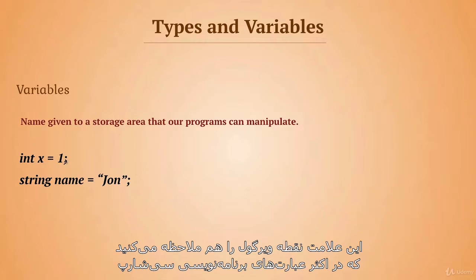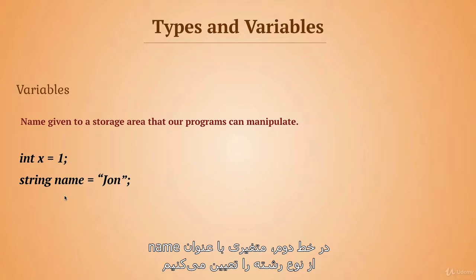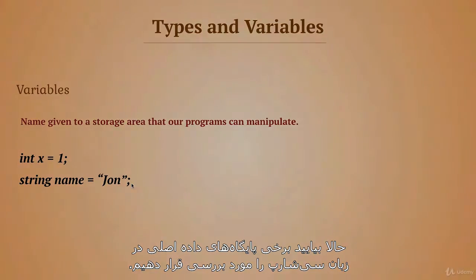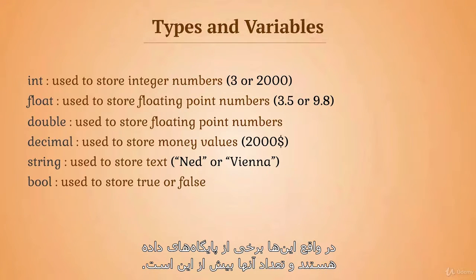And the semicolon here: most of the statements in C# programming end with this character, the semicolon. In the second line, we defined a variable called name of type string and set the name to John, also ending with a semicolon. Now, let's see some basic data types in C#. Actually, this is just some of them. There are many more than this.